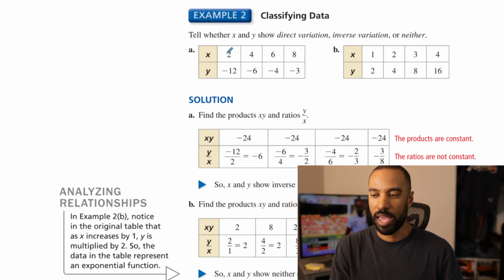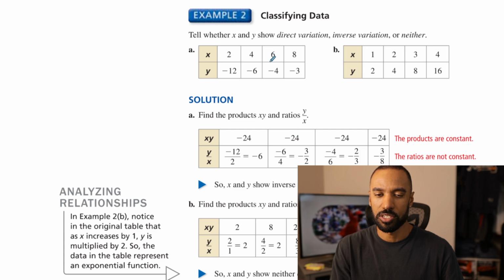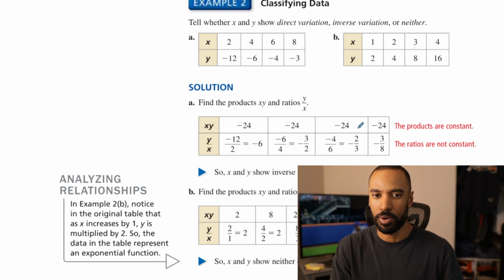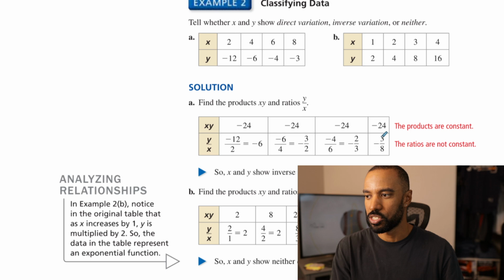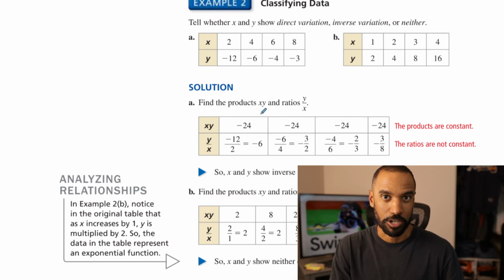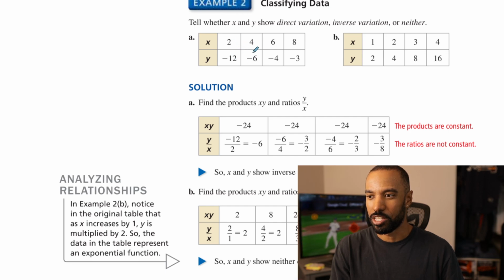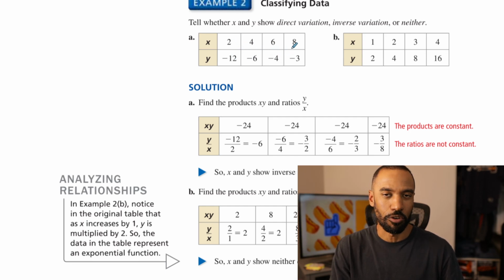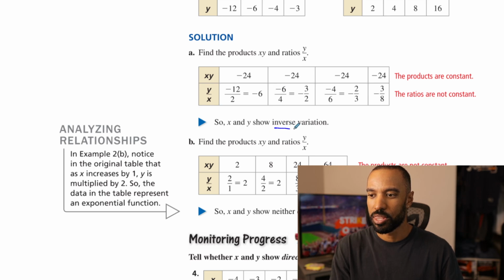For example, they multiply x with y here. 2 times negative 12, boom. 4 times negative 6, 6 times negative 4, and 8 times negative 3. Because the products are constant, this is an example of inverse variation. It's also an example of a rational function. Not that we're plotting these points, but you'll see what these graphs look like over time when we do a little bit more of it. But this is inverse variation for part A.